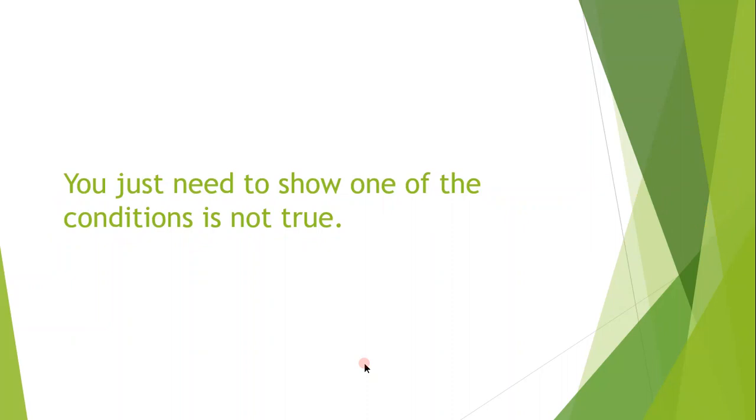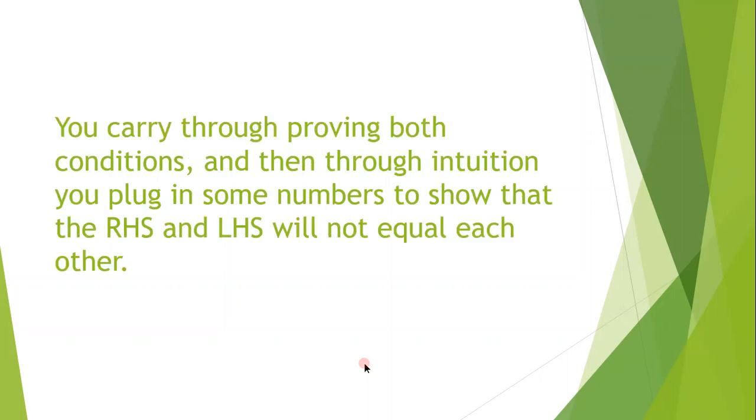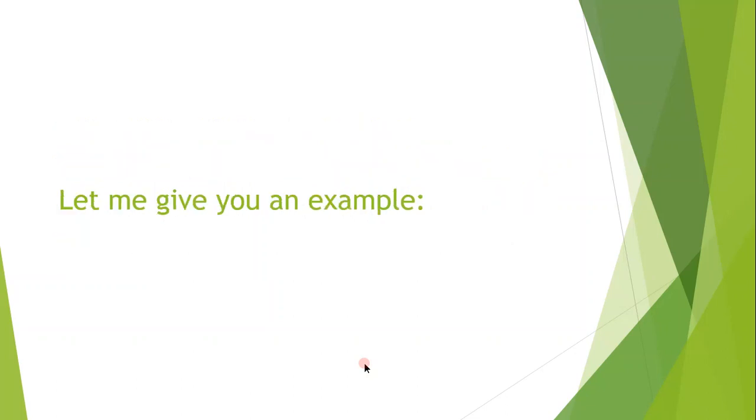So you just need to show one of the conditions is not true, either through obvious examples, or just plugging in some numbers and showing that, okay, since I put this number in here and then I put this number on the right hand side, the left hand side does not equal the right hand side, therefore, the first condition or the second condition doesn't hold, so it's not a linear transformation. So my advice is to carry through proving both conditions, and then through intuition you plug in some numbers, which is what I just said.